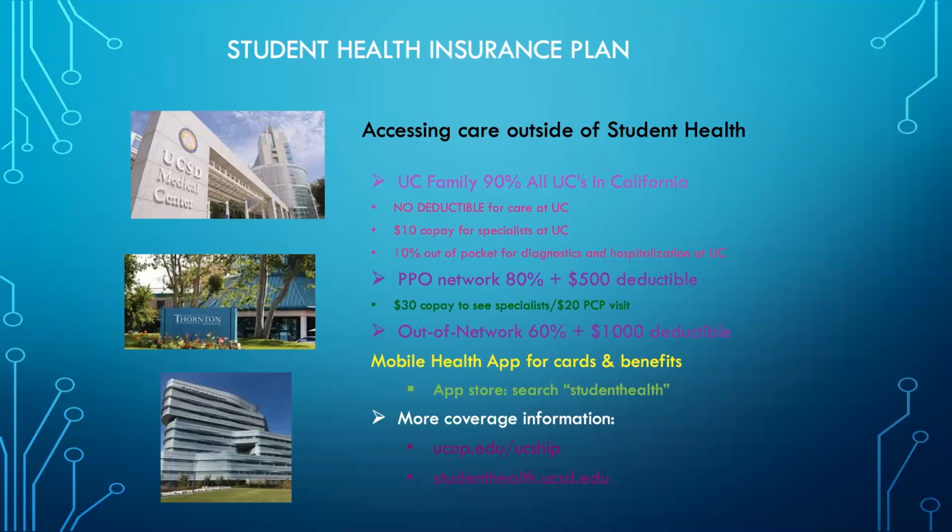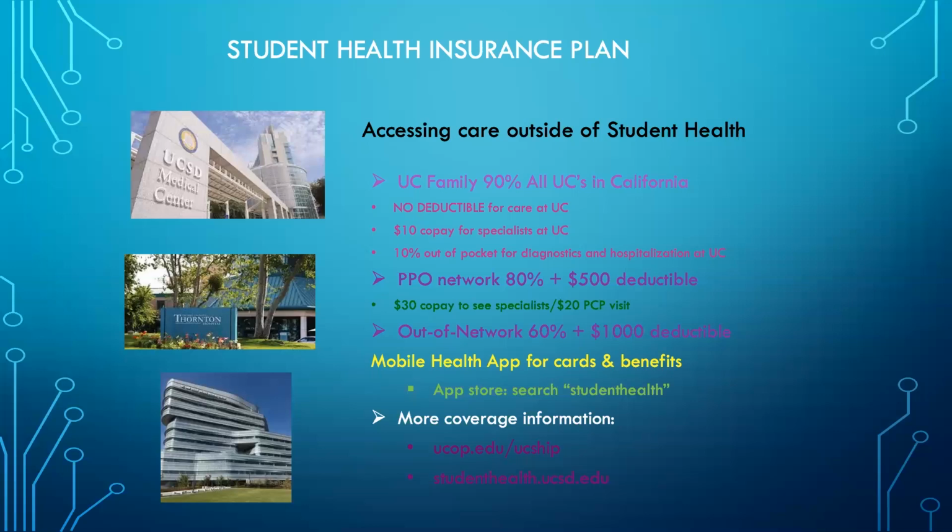The first tier of benefits is the UC tier, so you could access care at any of the UC hospitals throughout the state of California at 90% coverage. You pay 10% out of pocket if you are hospitalized or if you have an outpatient service. If you just see a specialist in evaluation through the UC network of providers, it's a $10 copay and there is no deductible, meaning you don't pay anything up front to have that care.